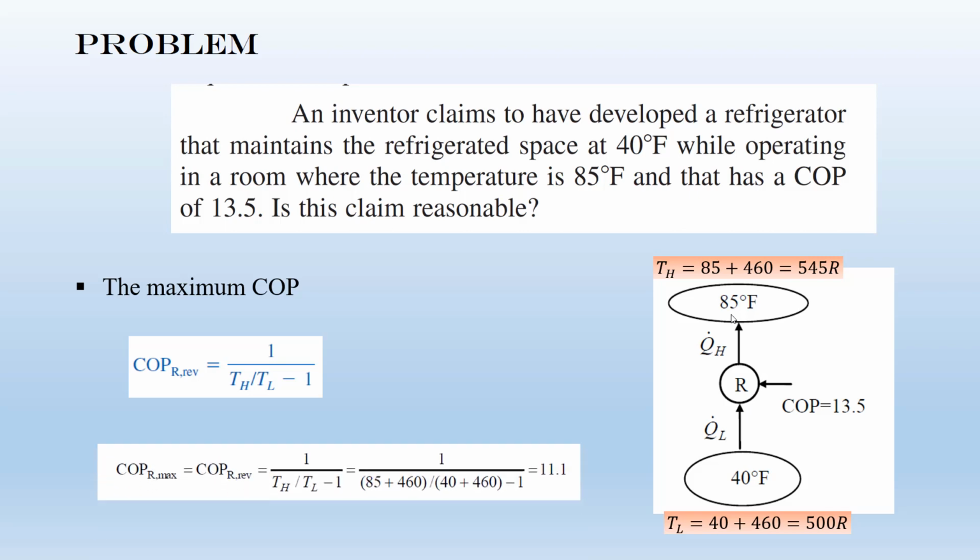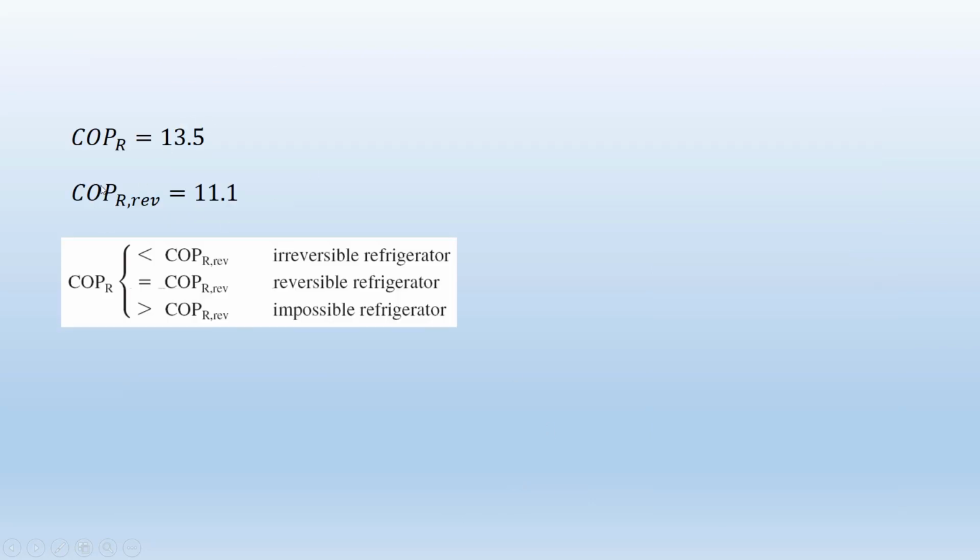Okay, so if you substitute these values, the COP max will be 11.1, and then you can make a decision, guys. You have the COP for the given refrigerator and the COP max. The COP for the refrigerator is 13.5. The COP for the reversible one is 11.1. And this value is higher than the reversible value. So it's impossible, guys, to make this refrigerator, and the claim is not valid. Okay, this is the first one.